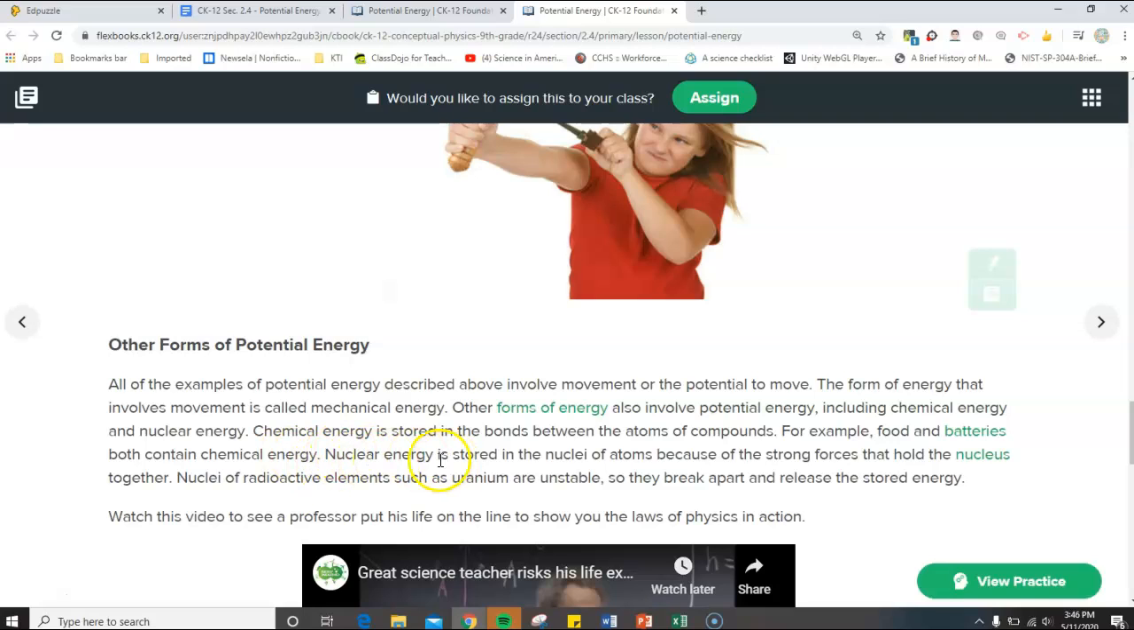We also have nuclear potential energy, which is the energy that's stored within the nucleus of an atom. And so if we break that nucleus apart, we release that energy. You might think of the hydrogen bomb. Atomic bombs break the bonds of the particles in the nucleus of an atom, and release all of that stored energy in a very big way.